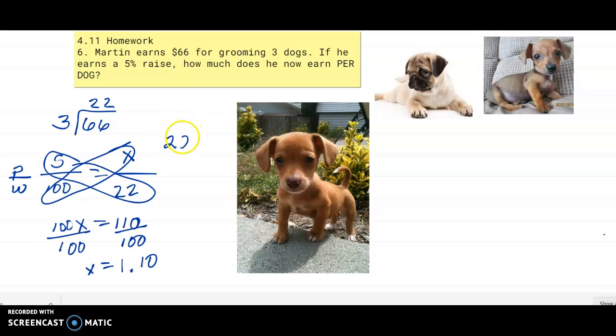So he got paid $22 per dog. He gets a raise of $1.10. Remember, when you're adding numbers with decimals, you have to line the decimals up. So he gets paid, bring that decimal down, $23, and that should have been 10 cents. He gets paid $23.10 per dog. Now we're going to do the problem on the back of homework 4.11.